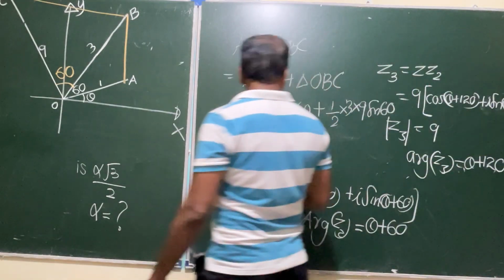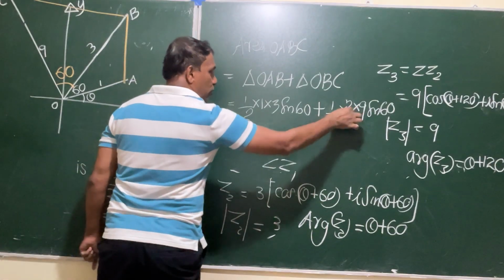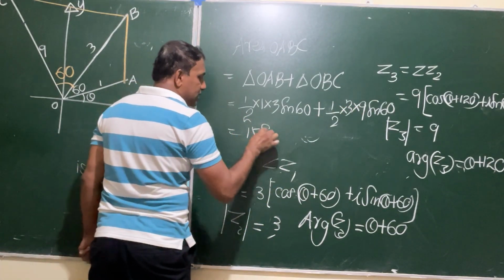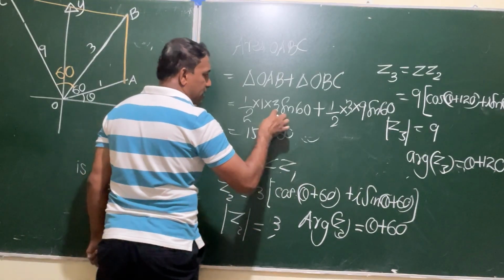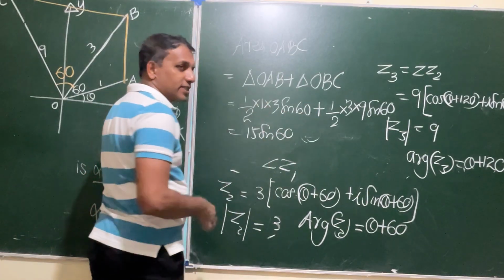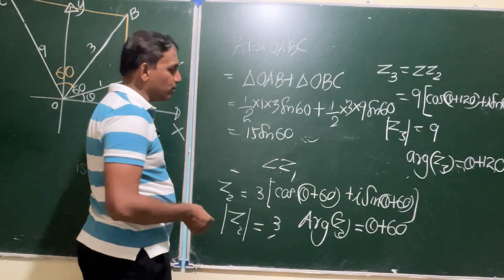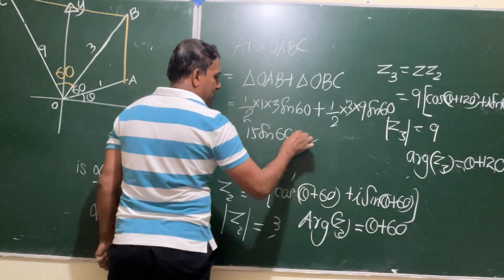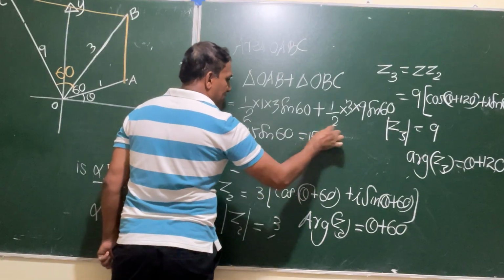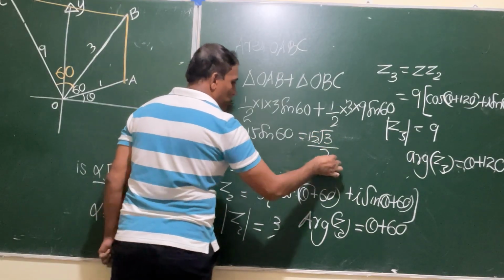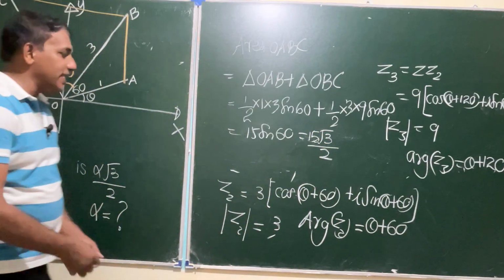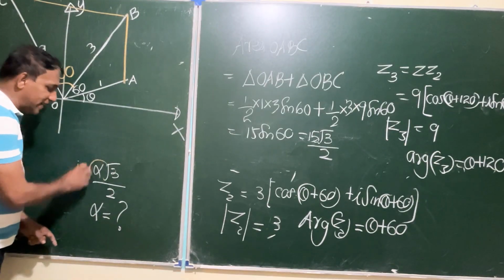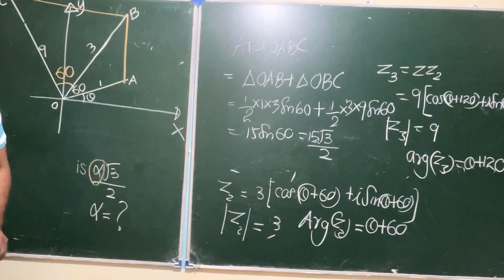So what is the answer? Total combined: 3 over 2, 27 over 2, 30 over 2, 15 sine 60. Check that. So what is that? 15 sine 60, root 3 by 2, square units area. So they said alpha into root 3 by 2. So clearly, alpha is 15, right?